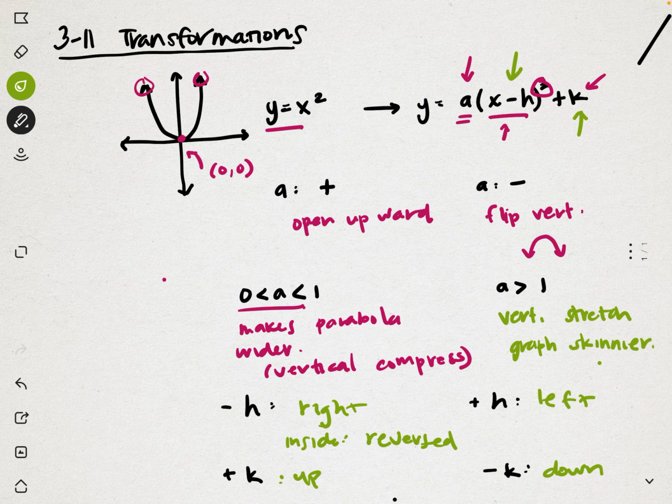So again, remember a: if it's positive, it opens upward. If it's negative, it's flipped vertically. If a is between 0 and 1, we have a compression vertically, so it looks like it's getting fatter or wider. If a is greater than 1, then our graph gets skinnier or is stretched vertically. Inside of our parentheses or inside of our function, minus h goes to the right, plus h goes to the left. And then plus k is up on the outside, minus k is down on the outside.